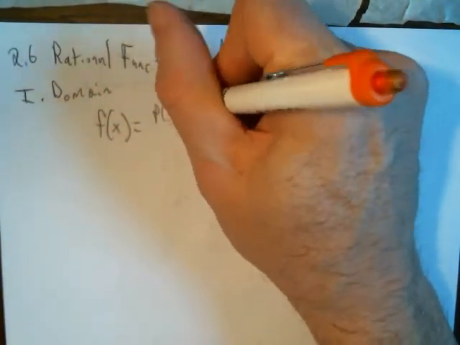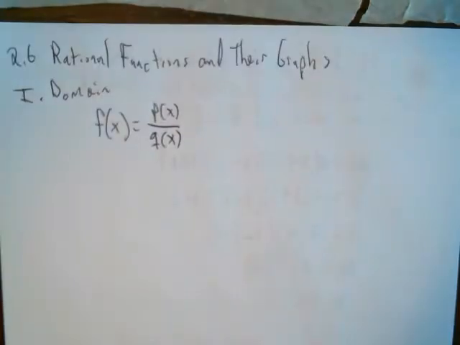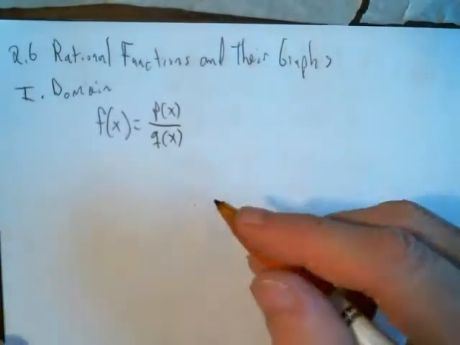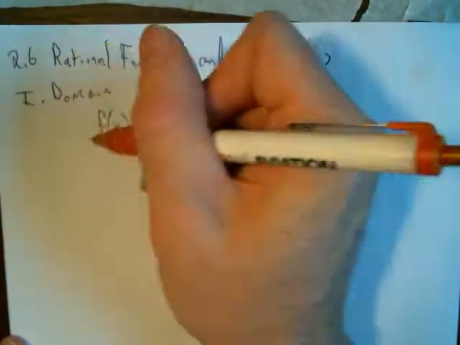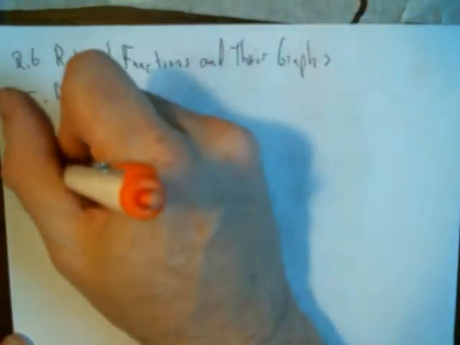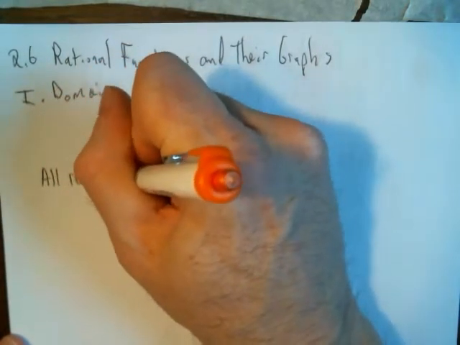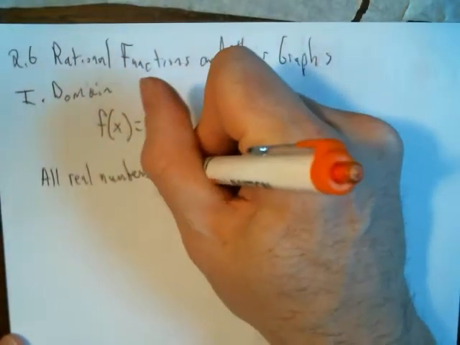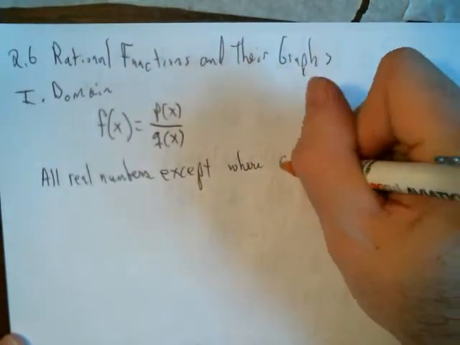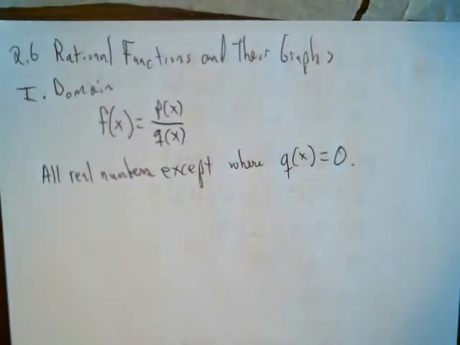They'll be ratios of polynomial terms. Okay, so some polynomial p of x over some polynomial q of x. And the domain will be all real numbers except where the denominator is equal to 0. So all real numbers except where q of x is equal to 0.